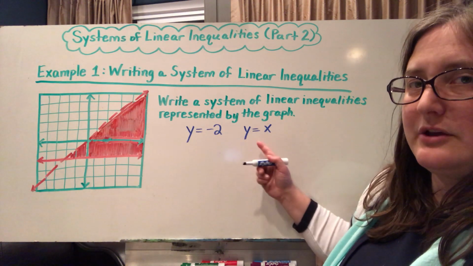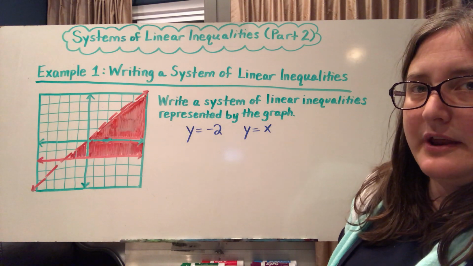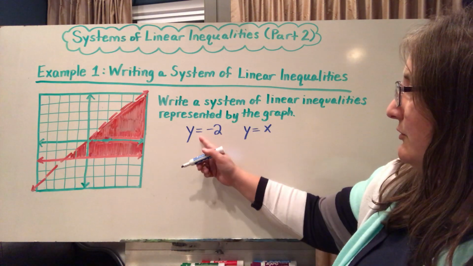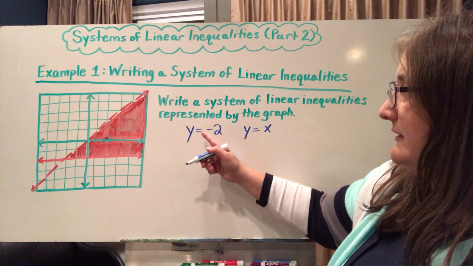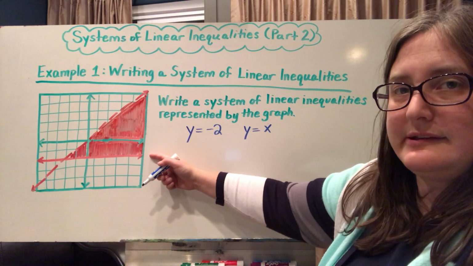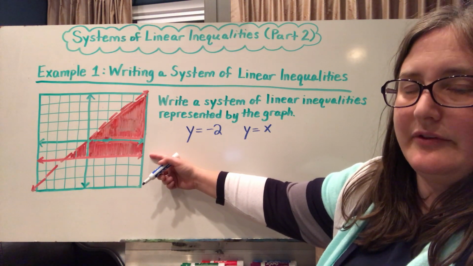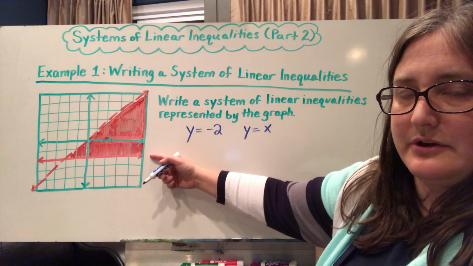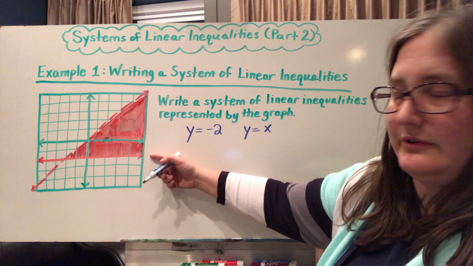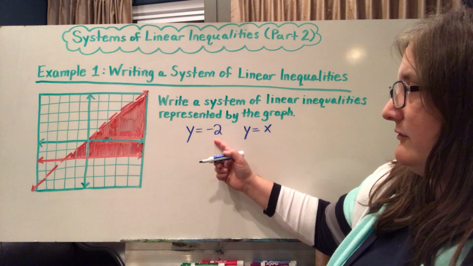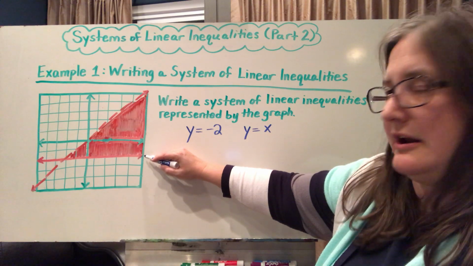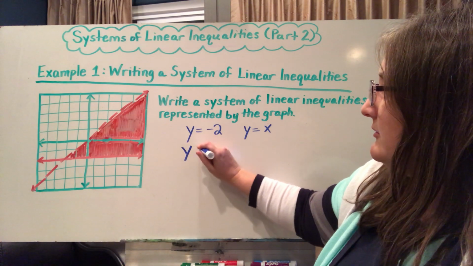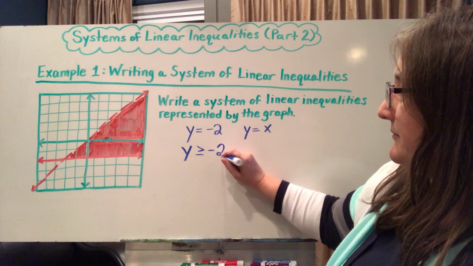Now both of these equations have equal signs in them. And I know that I'm graphing here some inequalities. So I have to figure out which inequality symbol goes in place of these equal signs. So let's start with this equation. When I look at the line, I see that it's solid, meaning any points on the line can be solutions to my system. Therefore, I want a greater than or equal to sign or a less than or equal to sign in between my y and my -2. Since the values that are shaded are greater than -2 here, my inequality is going to be y is greater than or equal to -2.